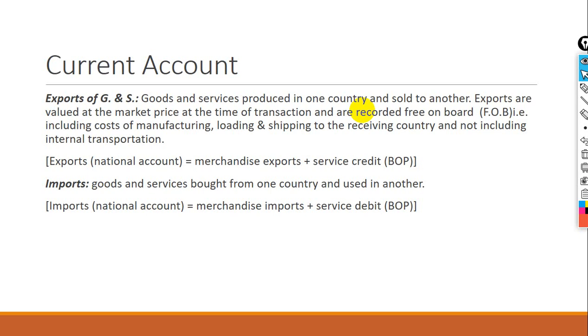Export data can be found in the national account table and in the balance of payments table. In the case of balance of payments, it's going to be the summation of merchandise exports plus services credit. In the next lecture we are going to explain it in detail. Imports are goods and services bought from one country and used in another, and they are also found in national account and balance of payments.